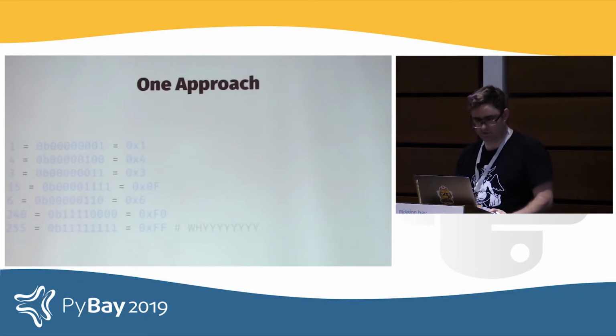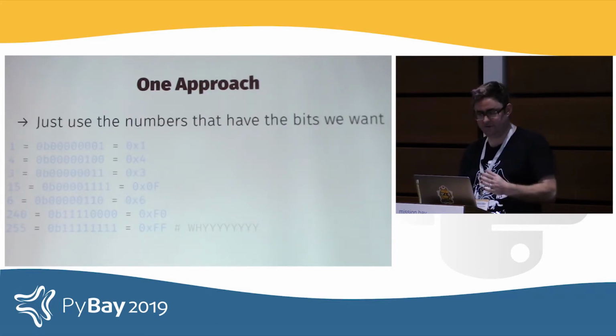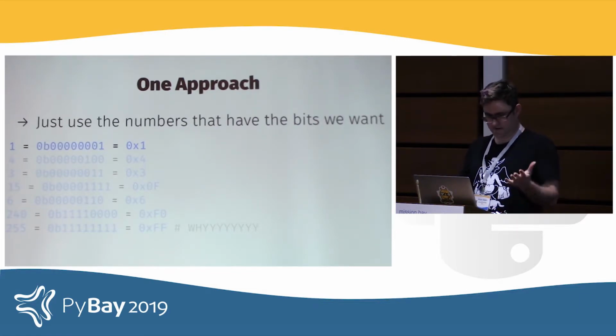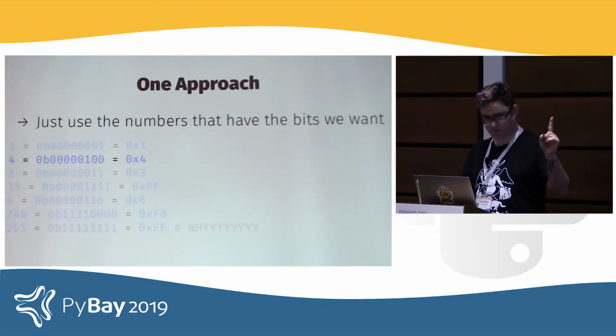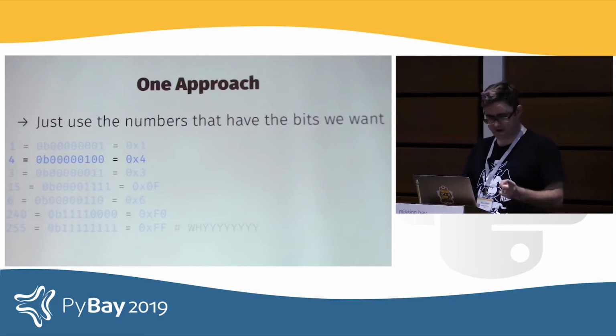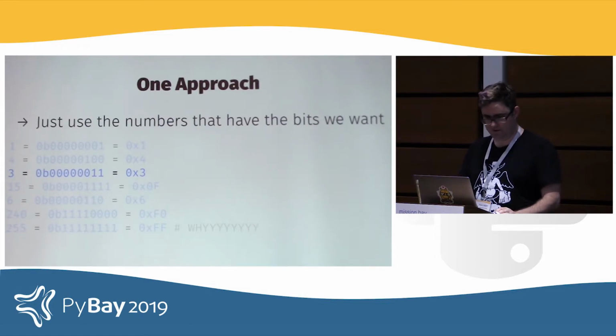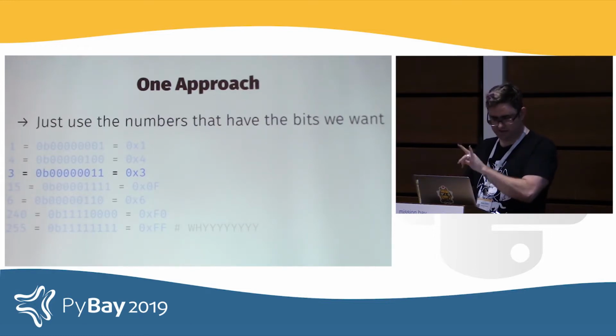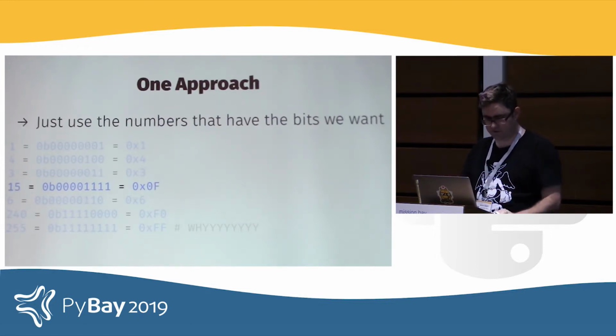Okay, so one approach to making bit masks is to just find a number that has the bits in the right spots. So here, 1 is just 1. It's got a 1 in the 1 place in binary. Same in hex. I'm also including hex if you care. It's a little bit more compact. Binary is a little bit easier to think about, I think. Single bit shifted over a little bit. We have a 4 as an example. 3, a 1 and a 2 adds up to 3. So you've got a pair next to each other.